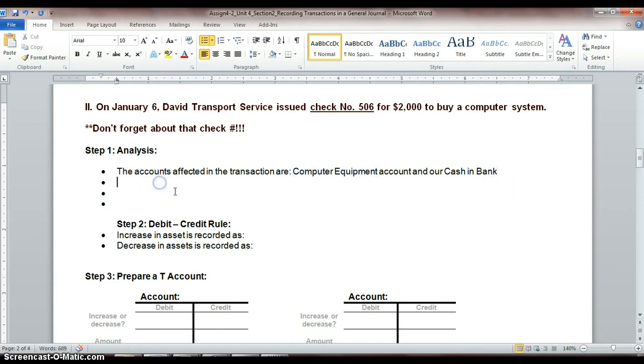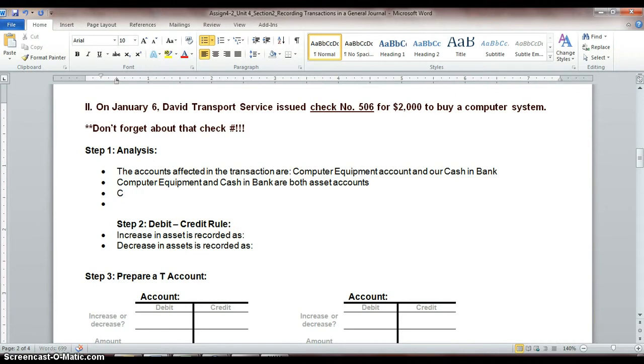I'm kind of bummed because they didn't give you account names to work with like they did last time, so we're going to just have to determine the names based on the information we're given. If we're buying a computer system, we're going to put that into a computer equipment account. Then the next part is to determine what types of accounts these are. Computer equipment and cash in bank are both asset accounts. I don't want to tell you right away; I want to leave you some space to think about it and maybe answer before I do.